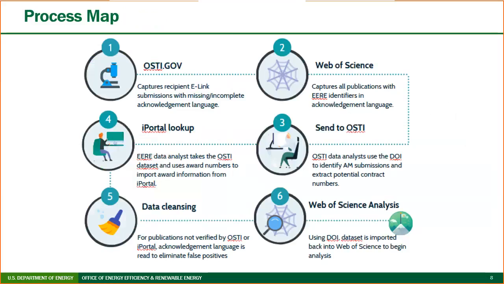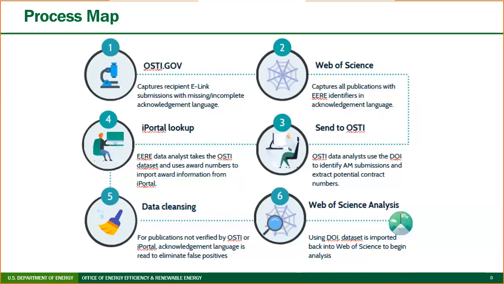I created a little process map for you to help illustrate the steps we take in order to develop the data set we use to conduct our analysis. First, we search in OSTI.gov to identify any publications submitted to OSTI.gov that don't have proper acknowledgement language. Next, we search in Web of Science to capture all publications with an EERE identifier in the acknowledgement language. Then we send the data set to the analysts at OSTI who identify any accepted manuscripts submitted for that publication. This helps us verify EERE attribution and also helps us assess our compliance with public access.